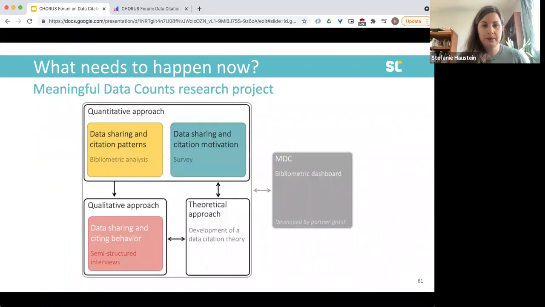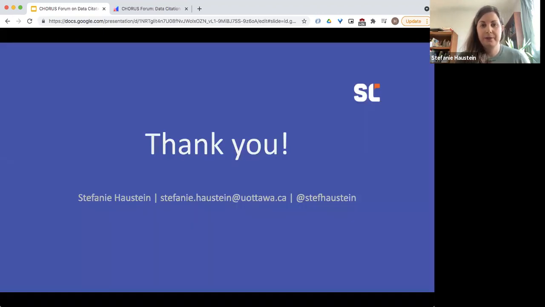Next slide. And this is exactly what we're trying to do in the Meaningful Data Counts research project, which is a 2-year project funded by Sloan, and it's part of the larger Make Data Count initiative. Next slide. Thank you very much. I'm looking forward to the discussion.